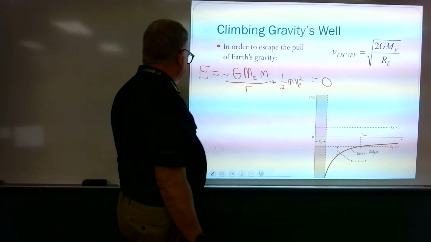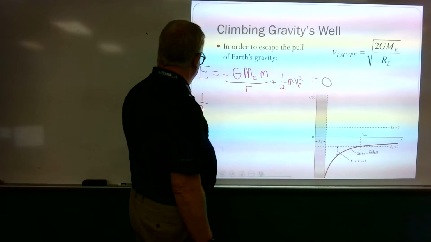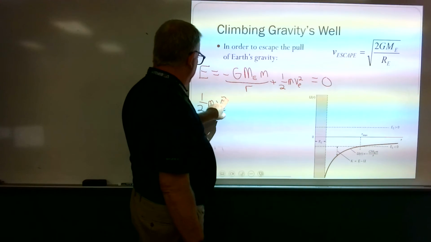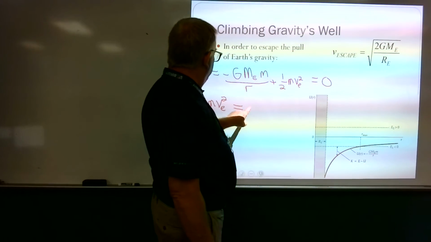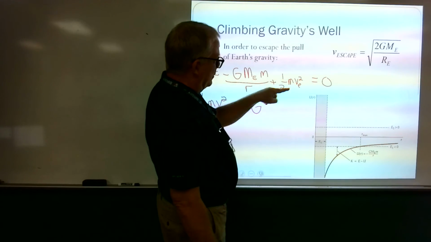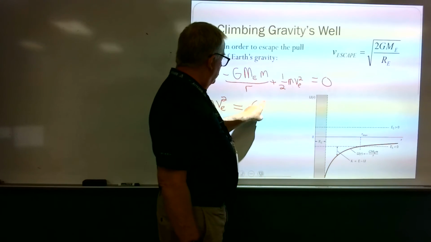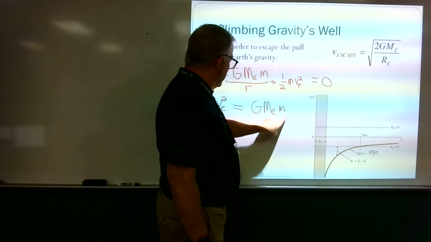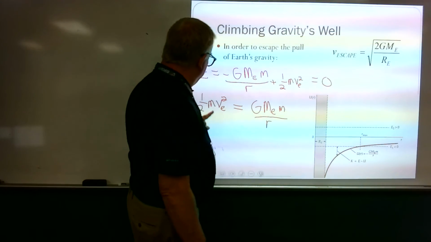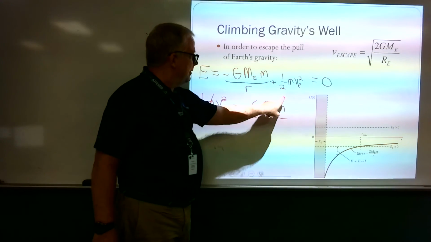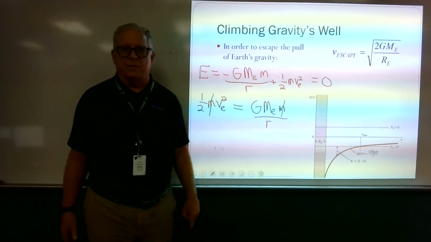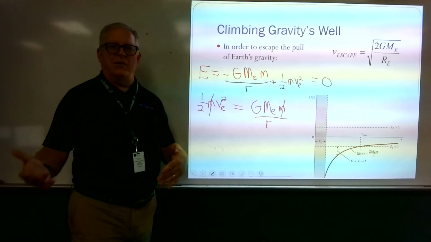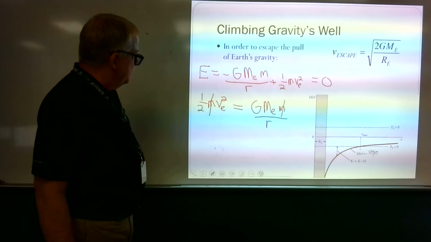All right, so that means that 1/2 m v_escape squared is equal to G, bring this over to the other side of the equation, makes it positive, mass of the Earth, mass of the object over r. And you'll notice the mass of the object doesn't matter. Escape velocity doesn't depend on how much your mass is. You could have a heavy object, a lighter object, their escape velocity is the same.